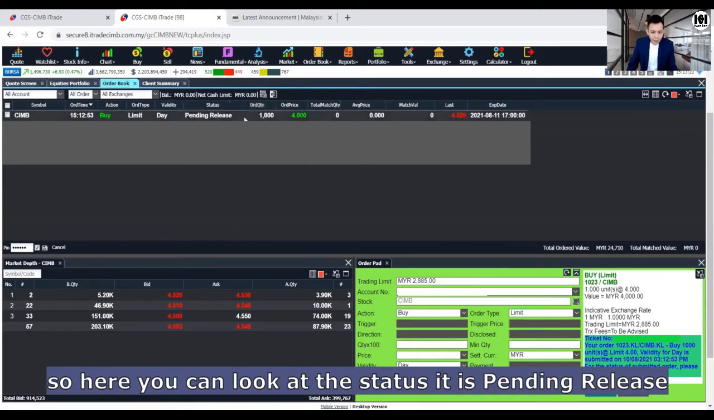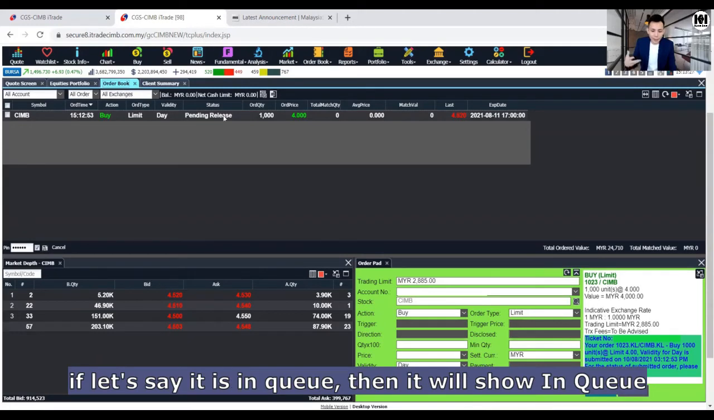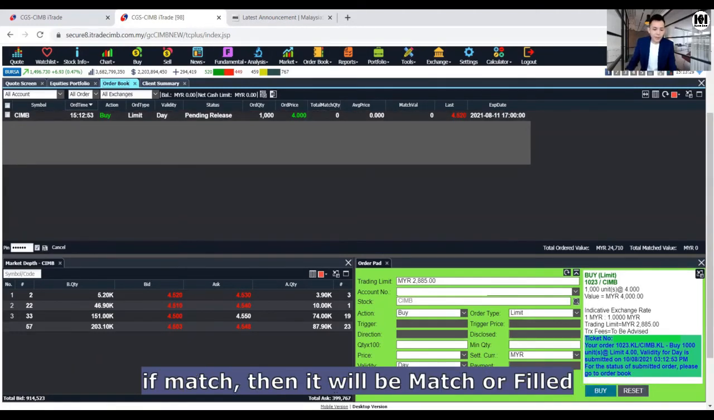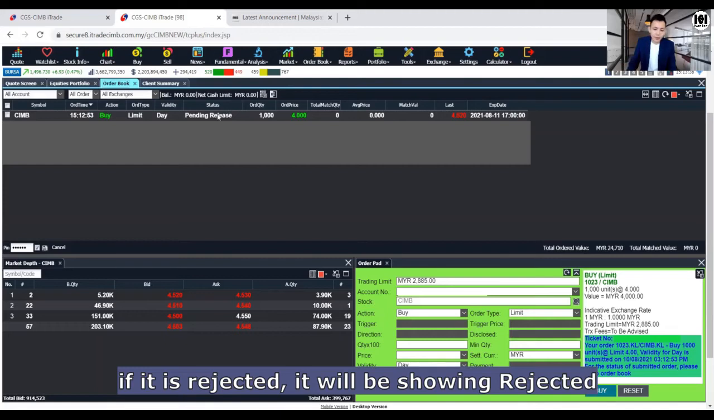It is pending release because the market is not open yet. If it's in queue, it will show in queue. If matched, it will show matched or filled. If it is cancelled, the status will show cancelled. If it is rejected, it will show rejected.